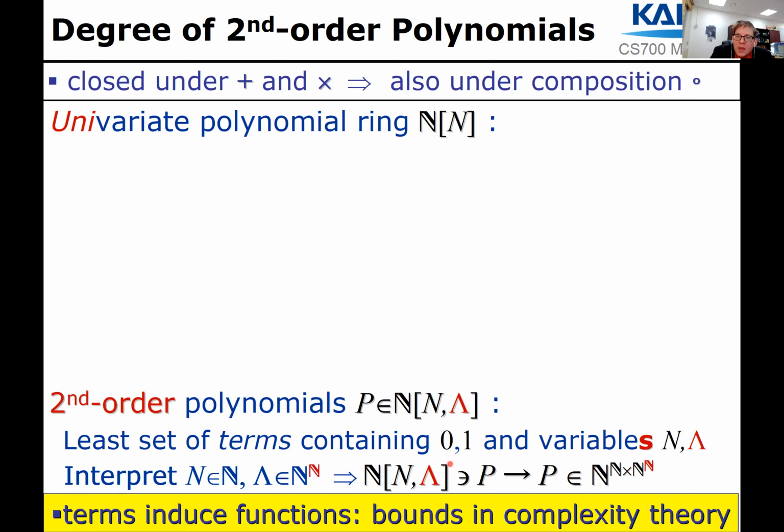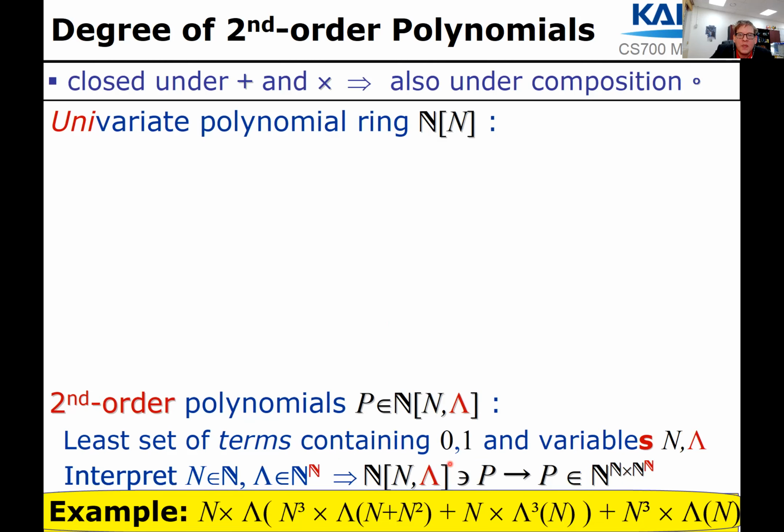So in the classical univariate and bivariate setting, we also have the notion of a degree of the polynomial, right? So for example, the degree of a, but first, let us first consider an example of a second order polynomial. So here you see an example of a second order polynomial. So here, for example, is one term using the variable n cubed.